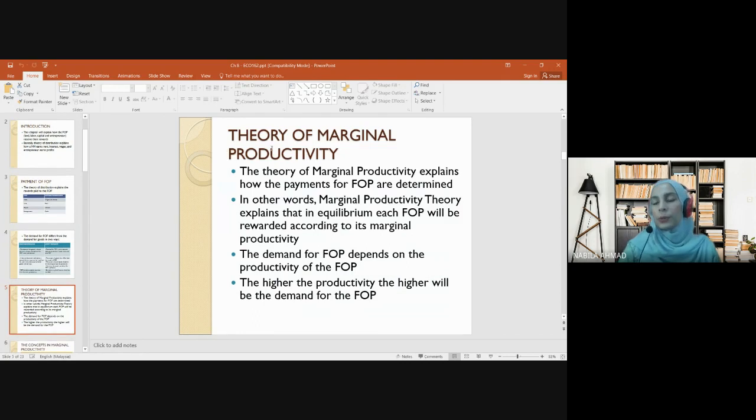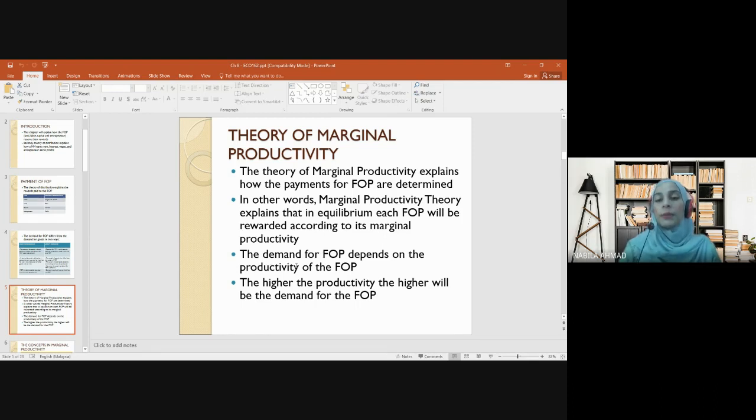Okay, so we have theory of marginal productivity. So the theory of marginal productivity explain how the payments for factors of production are determined. Okay, in other words, marginal productivity theory explains that in equilibrium, each factors of production will be rewarded according to its marginal productivity. Okay, so untuk factors of production, kita nak tahu sama ada efficient ke tidak factors of production ini, kita measure melihat kepada productivity. Apa maksud productivity? Maksudnya menggunakan factors of production itu, semakin banyak kita guna, semakin banyak barang yang dapat dihasilkan dalam jangka masa yang singkat. Bermaksud efficient. Contohnya labor. Semakin banyak labor, semakin banyak barang dapat dihasilkan. Itu maksudnya productivity.